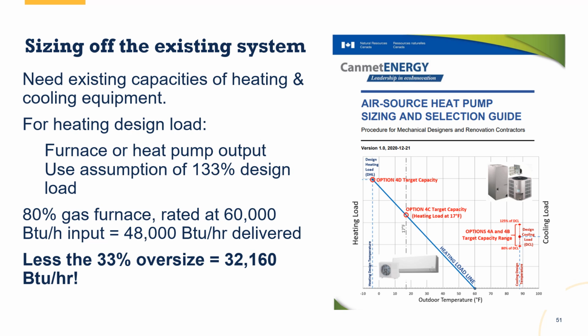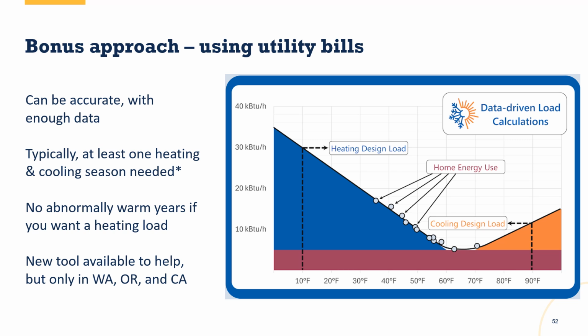So if we don't have any other choice, we would get the existing capacities of the heating and cooling equipment. For the heating design load, we look at the output and assume 133% of that is its size. So an 80% gas furnace rated at 60,000 BTUs would give us 48,000 BTU per hour delivered. If I divide it by 1.33, or take a third out of it, 32,000 is what I would have needed. Again, as a last resort, this is probably better than absolutely nothing, certainly better than just putting in what they had before.